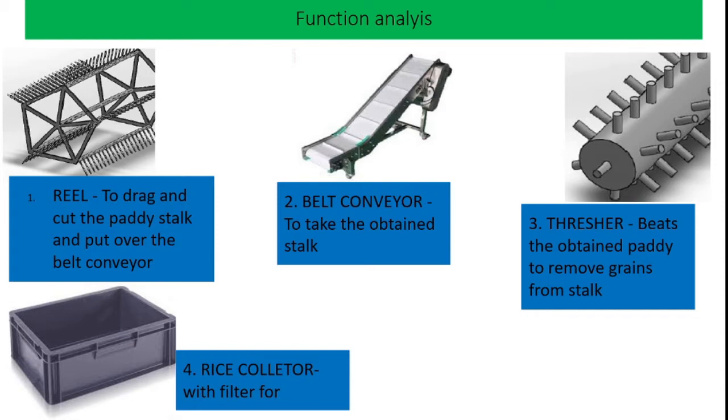In function analysis, the harvester has different parts, like the reel. The reel is used to drag and cut the paddy stalk and put it over the belt conveyor. Then the belt conveyor is the second part, to carry the obtained stalk. Then the thresher. The thresher beats the obtained paddy to remove the grains from the stalk. And then the final part is the rice collector. The rice collector collects the harvested and beaten grains into a box, for storing the final grains in a storage area.